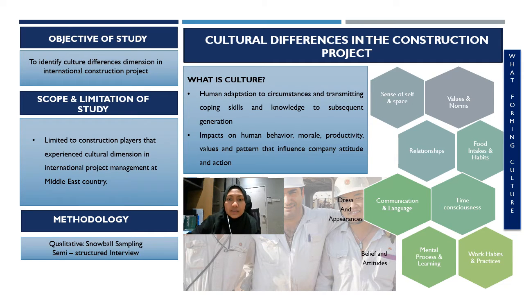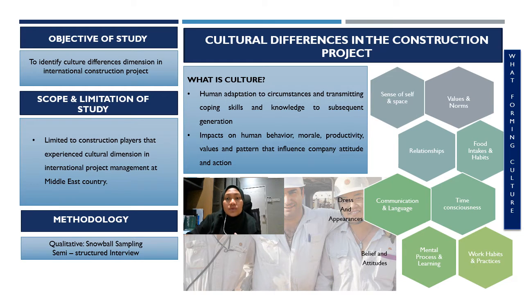Next is time and time consciousness. There is a culture that prioritizes the punctuality of time. There's also a culture that is more flexible towards time. Next is relationships. There are cultures that honor the younger, honor the older people, and there are also cultures that differentiate between men and women. Next is values and norms. This will develop a standard from ethics or pleasure to absolute obedience.